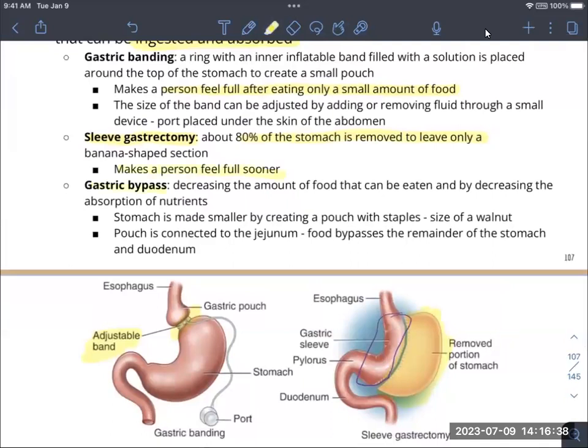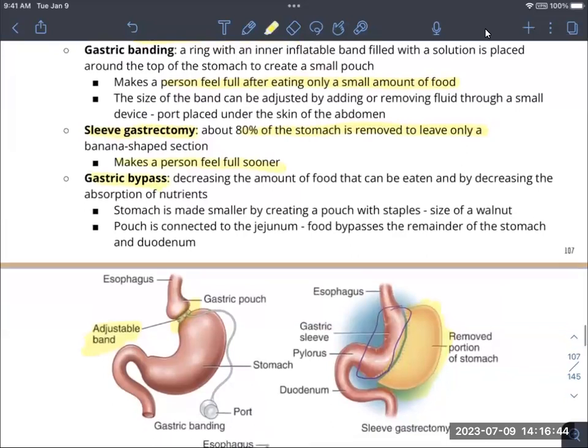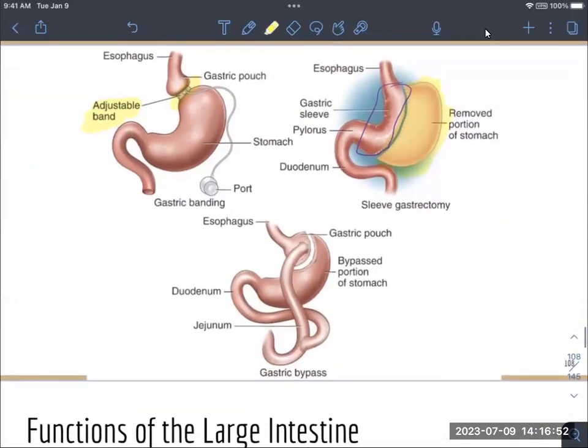Then we have a gastric bypass. And again, it's going to decrease the amount of food that can be eaten by decreasing the absorption of nutrients. The stomach here is made extremely small. They kind of make this little tiny gastric pouch, and they bypass the duodenum. They bypass part of that stomach, and it goes into that jejunum.